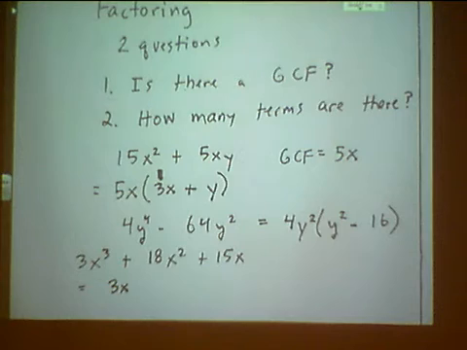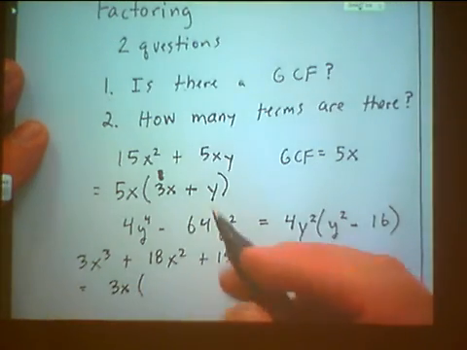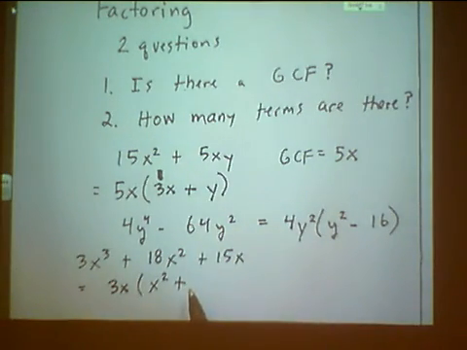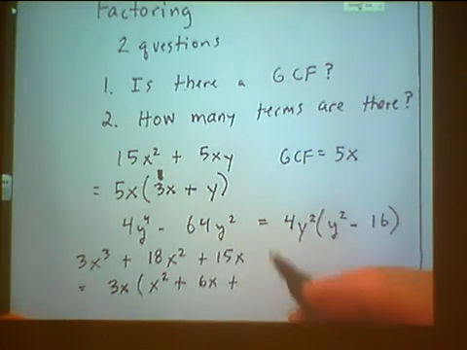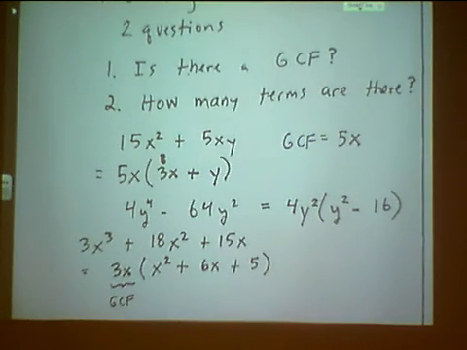So I'm able to factor out a GCF of 3x, and now inside the parentheses I'm having three terms. So first, what times 3x equals 3x cubed? Well, x squared. I bring down the plus sign. What times 3x equals 18x squared? That would be 6x. And then for the last term, what times 3x equals 15x? It's got to be 5. So this is the GCF. And then I simply factor it out. I'm left with this, and that is something now that you would have to go and factor, a three-term polynomial.